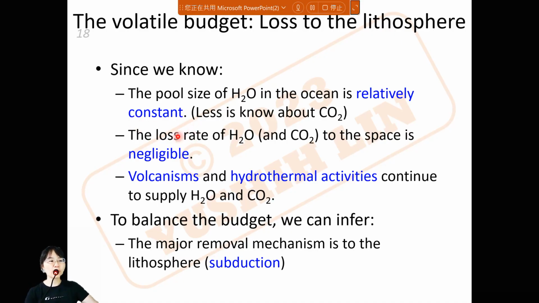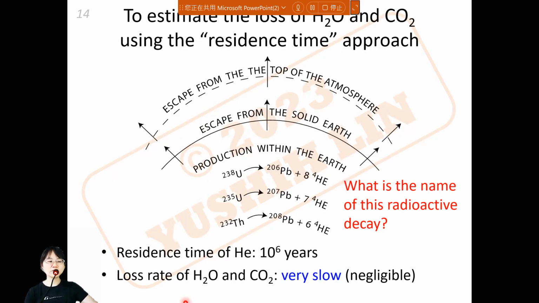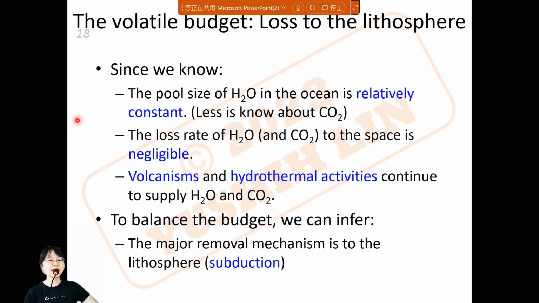And we also know that the loss rate of water and CO2 to space is negligible, because we have roughly shown the calculation here. This is the loss rate. And we also know that even today, the volcanism and hydrothermal activities continue to supply water and CO2 to the surface of the Earth.